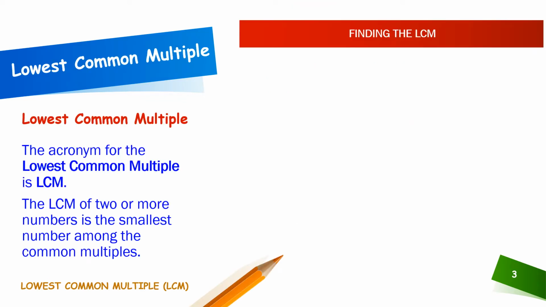We're now going to look at the lowest common multiple. Its acronym is LCM. The LCM of two or more numbers is the smallest number among the common multiples. Let's try to understand this concept with the help of an example. We're going to find the LCM of 6, 9 and 18.